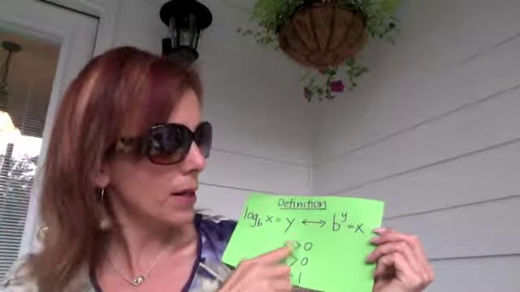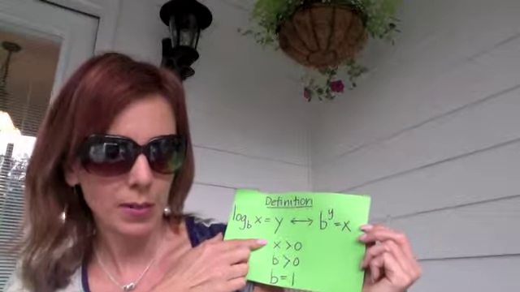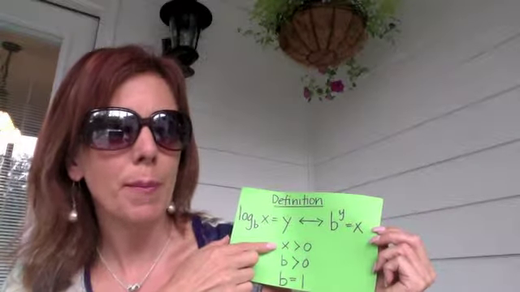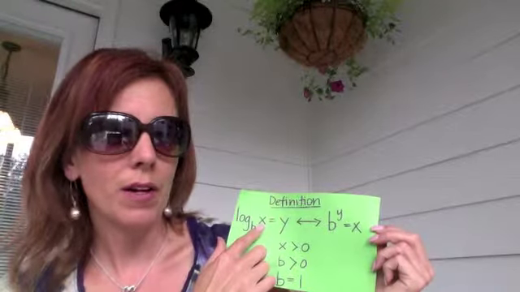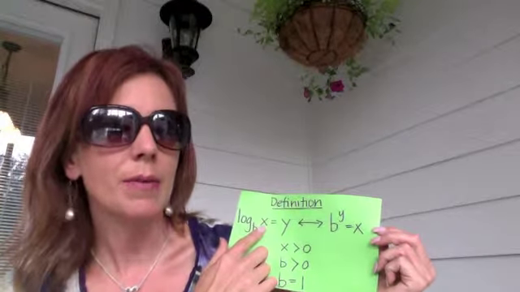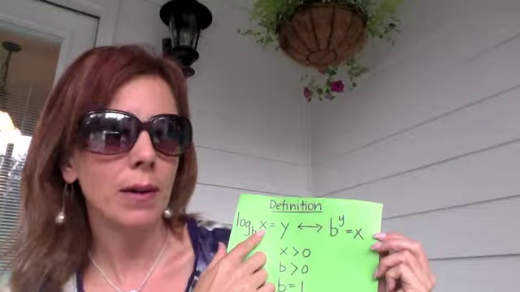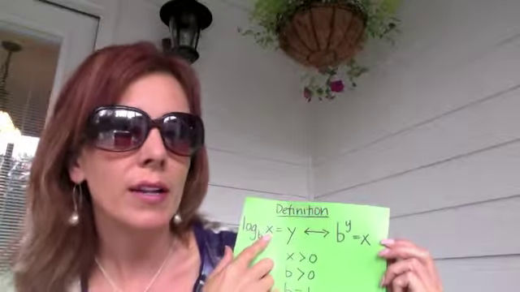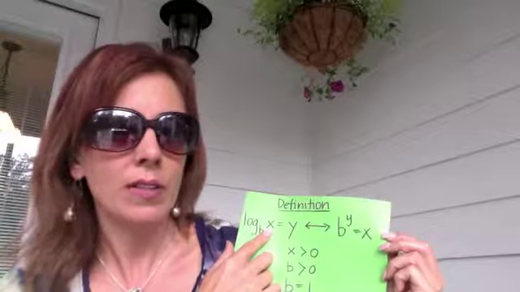Now, these three conditions must apply, and this one in particular is one you want to pay a lot of attention to. Notice that x must be positive. That means that the argument of the logarithm has to be positive. We cannot take a logarithm of 0, nor can we take a logarithm of something negative. Try it in your calculator. Your calculator will spit back an error. You just can't do it.